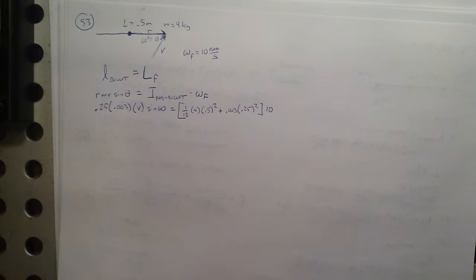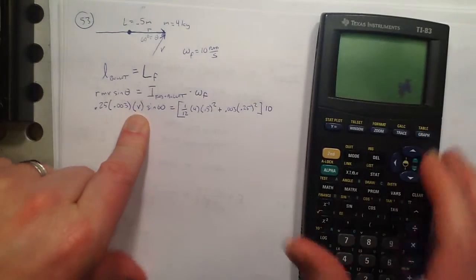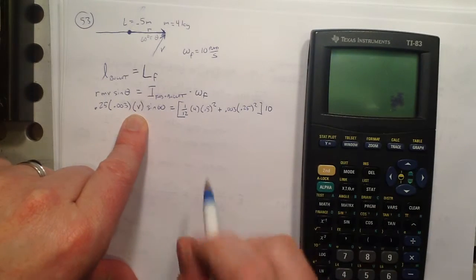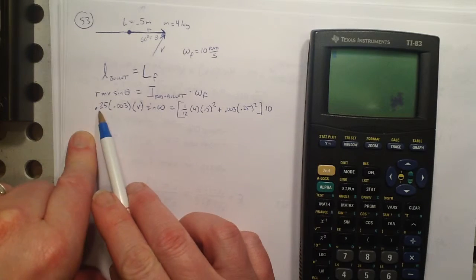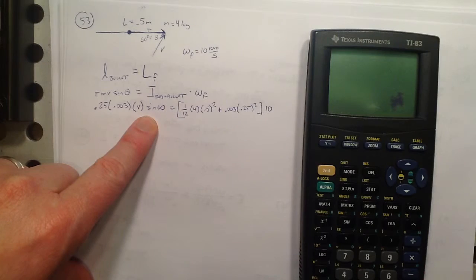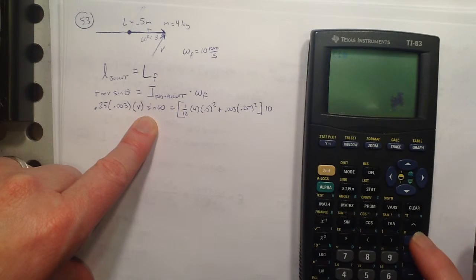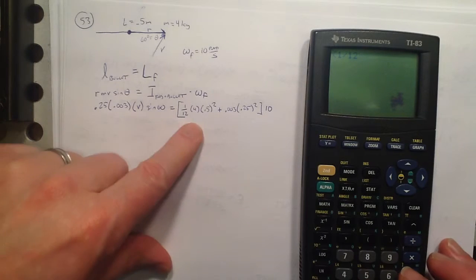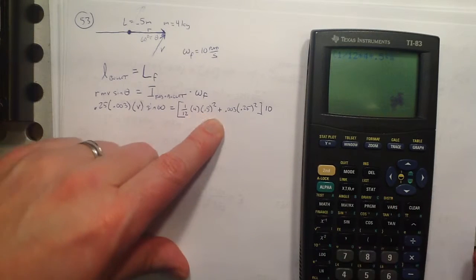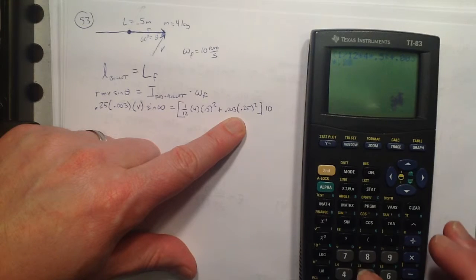So we've got everything in here except for the v. So v is equal to this whole expression divided by 0.25 times 0.003 times sine of 60. So let's see if we can do that. So 1/12 times 4 times 0.5 squared plus 0.003 times 0.25 squared.